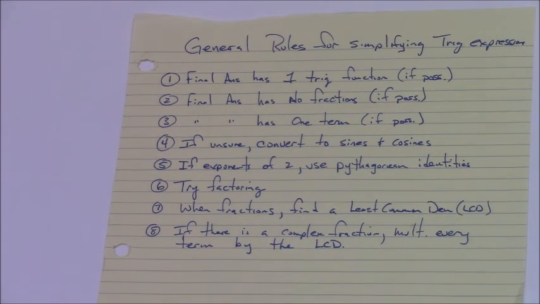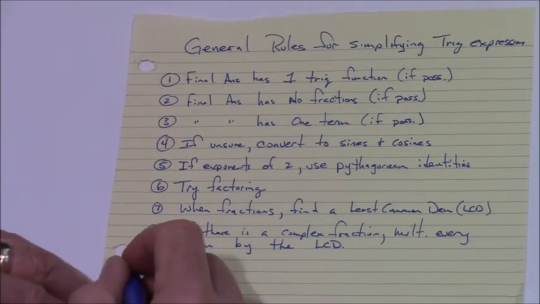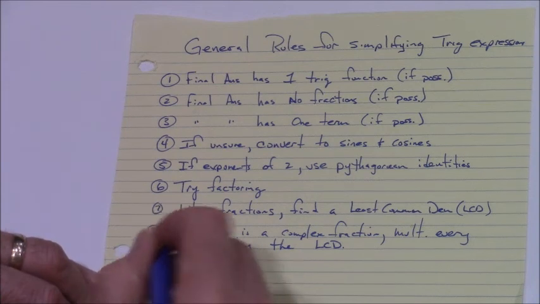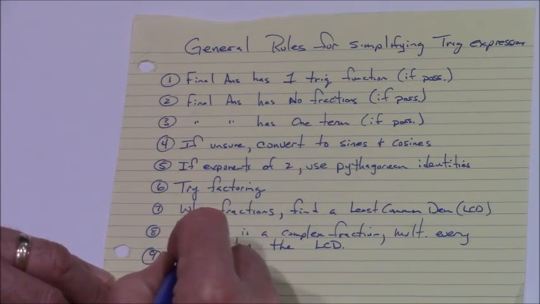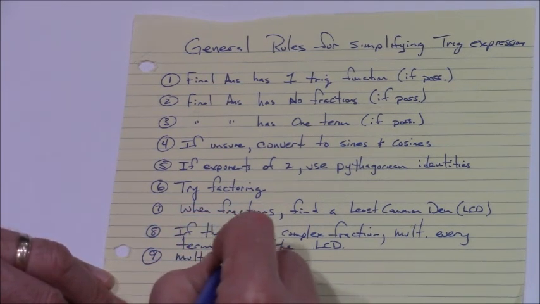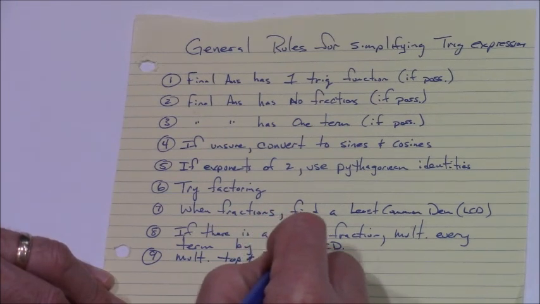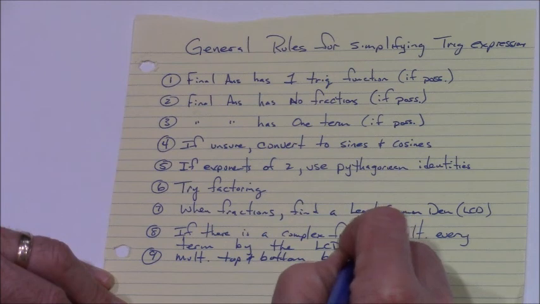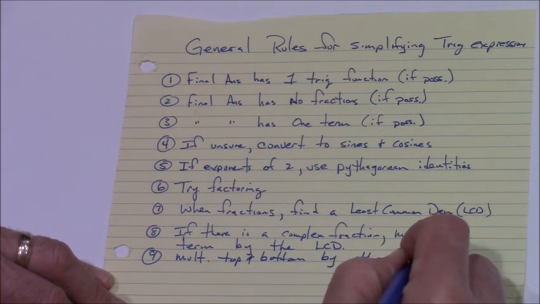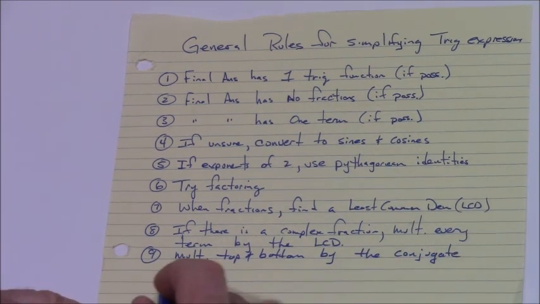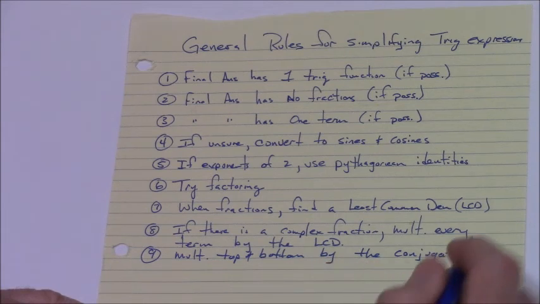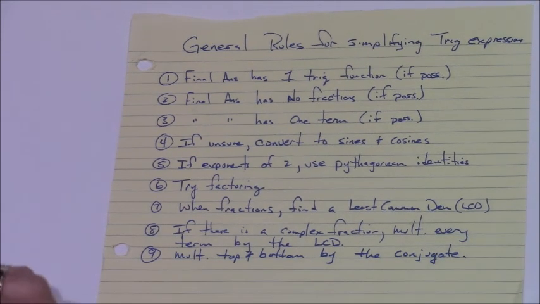There's also one other strategy that's not written here, and that is this. Multiply top and bottom by the conjugate. Multiply top and bottom by the conjugate. And sometimes that'll help us get what we're looking for as well.